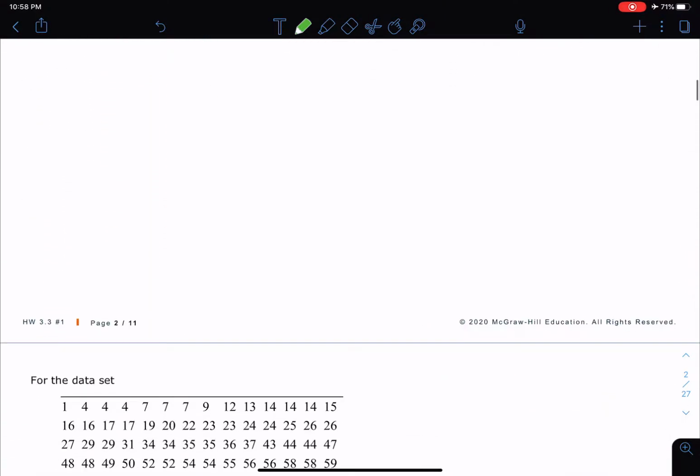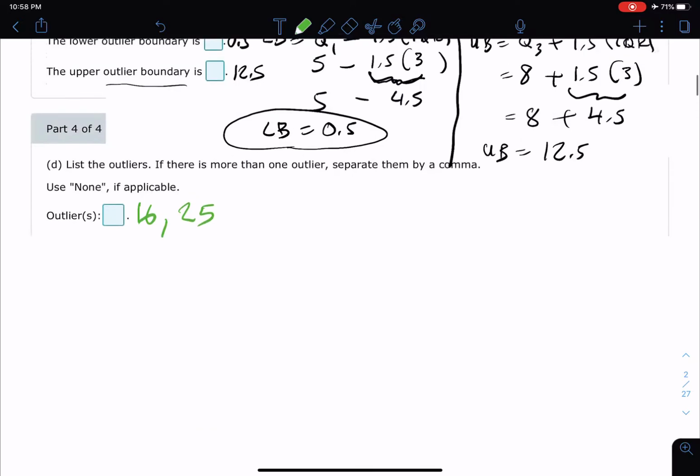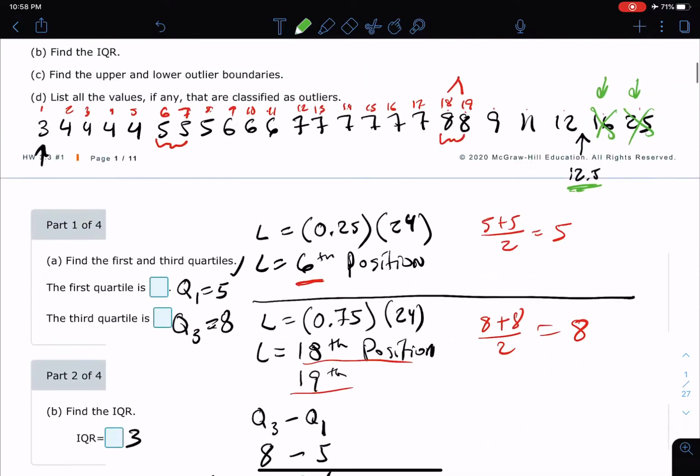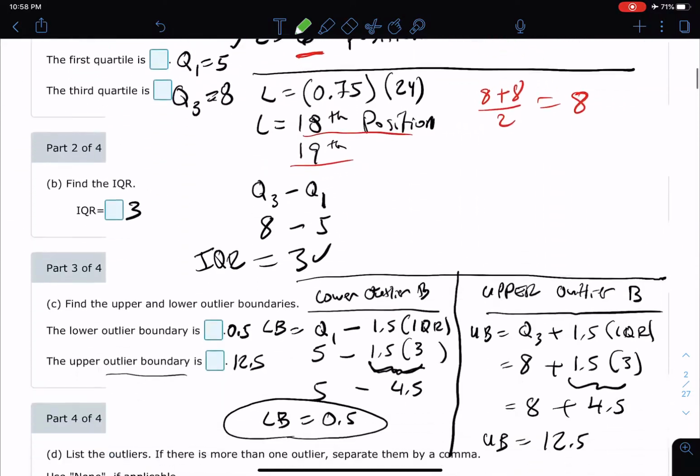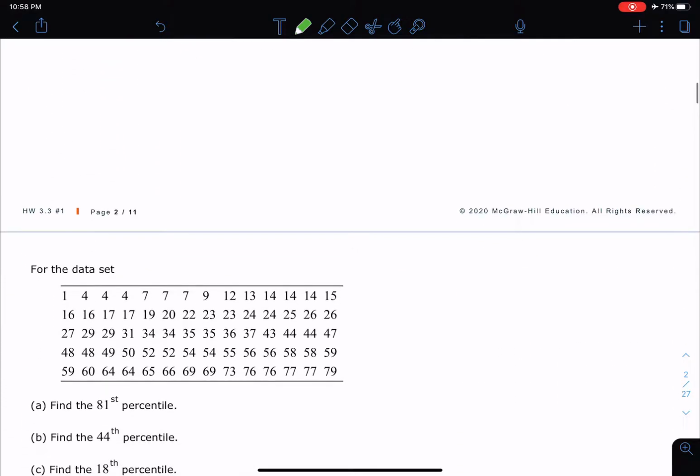Let's take a look at the next problem. Are we making any headway? What number are we on here? What did we just do? Oh, man, there's no numbers. 2. Okay, so now we're on 3 of 9.